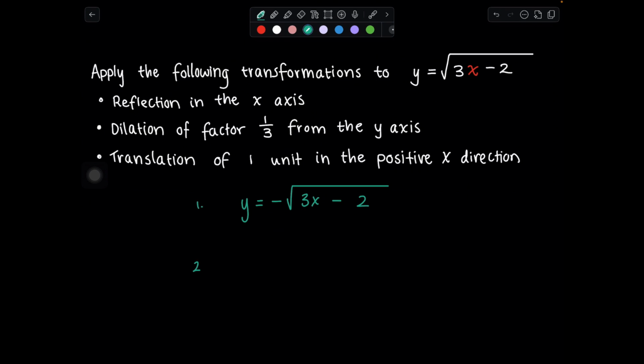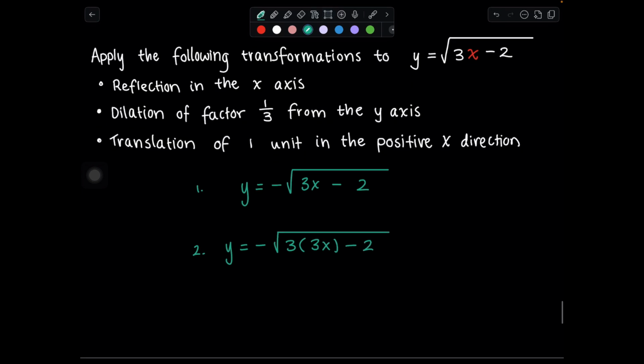But we need to do them all back to back. So next we need to dilate by a factor of a third from the y-axis. Now this is affecting the x values. It's compressing the graph. And the way you apply this is you replace every x value with 3x. So we are going to have, following from the transformation we just did, replace our x with 3x. And you can expand it here just to make it cleaner. And that's what we have there.